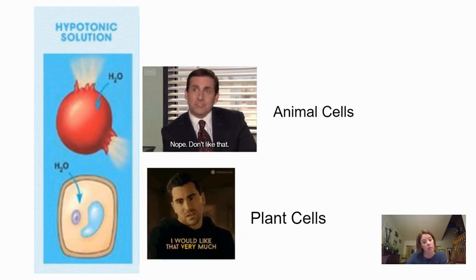Plant cells, on the other hand, big fan. They get that vacuole nice and full. It's all plump and has water in it. And so that vacuole onto the cell membrane, onto the cell wall can exert pressure, and it can help that cell to stand up nice and tall.